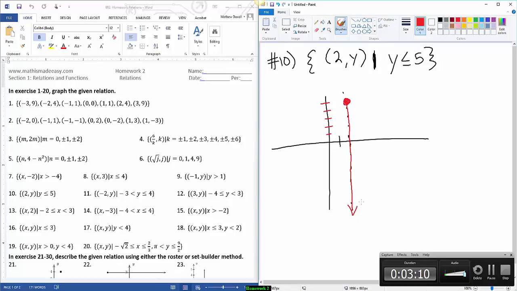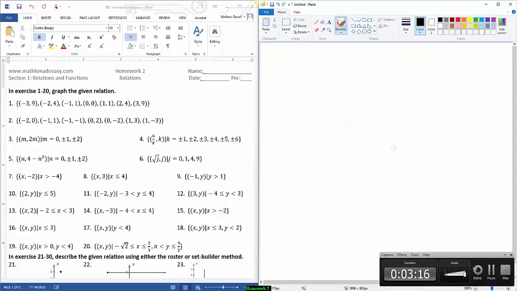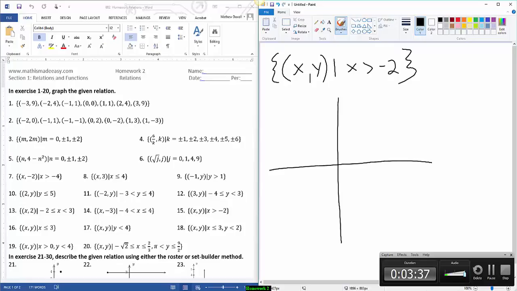Let's try number 15. For number 15, it says I have everything represented for x and y, but x has to be greater than -2. So if I visualize this correctly, we'll find -2, which is somewhere along this. I did a dashed line because it can't include it. And x has to be everything greater than that.